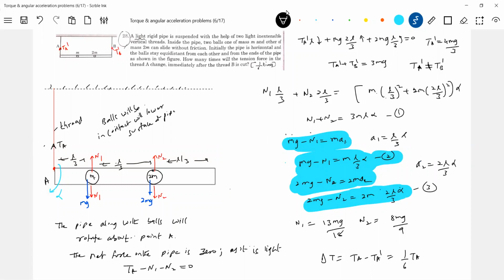See, in rotating motion, what is the acceleration of the ball? It has tangential acceleration. A1 is the tangential acceleration. So mg minus N1 is equal to m a_t, and the tangential acceleration is L by 3 alpha. I think we already discussed this in earlier problems. It has pure rotating motion. So m a_t is equal to the tangential force, which is mg minus N1. The tangential force on the second ball is 2mg minus N2. That is what we are exploring here. You have to be very careful when that particular rod is light.